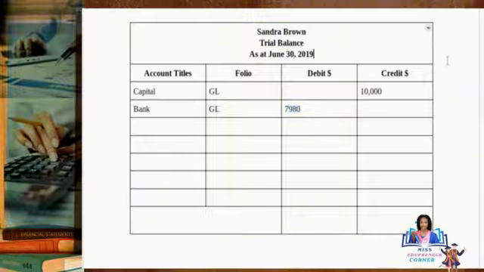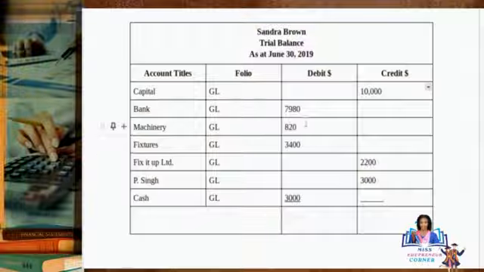Alright, now you get a hang of it, so we can just go ahead and fill out all the remaining account titles and their balances. The machinery account carries a debit balance, the fixtures account carries a debit balance, and the cash account carries a debit balance. All these are asset accounts, and asset accounts carry debit balances. And then Fix It Up Limited and PC carry credit balances as they are liability accounts. So now we can go ahead and add. Once our debit side equals our credit side, then the trial balance is balanced.